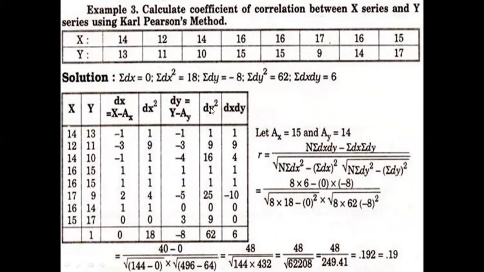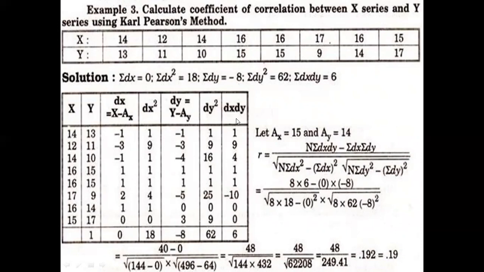Now dy square, again as we did dx square, we need to square the value of dy. Minus 1 into minus 1, 1. Minus 3 into minus 3, 9. Minus 4 into minus 4, 16. In that manner, we got the value of dy square. So here the sigma dy square equal total of dy square, which is 62.